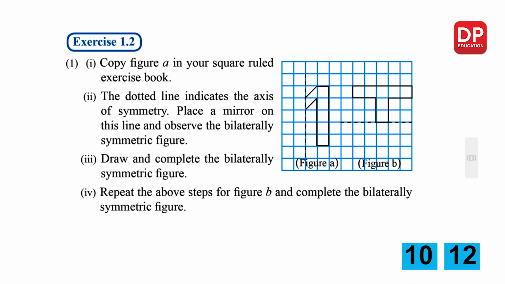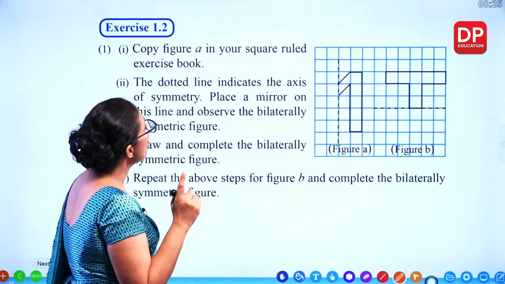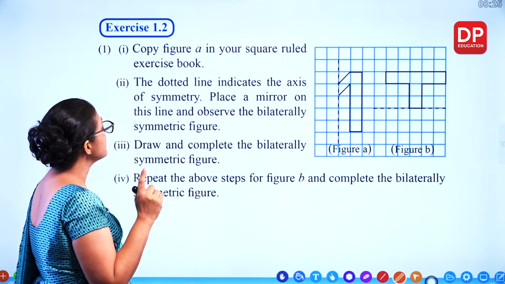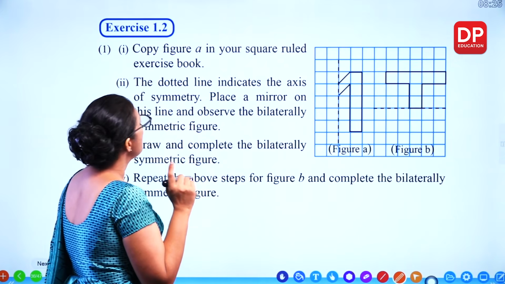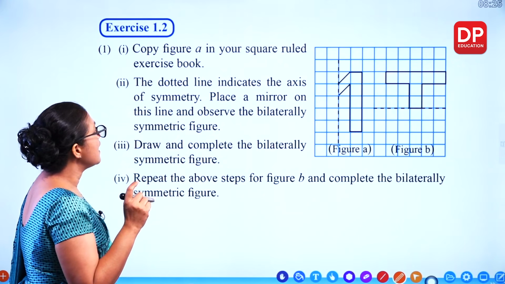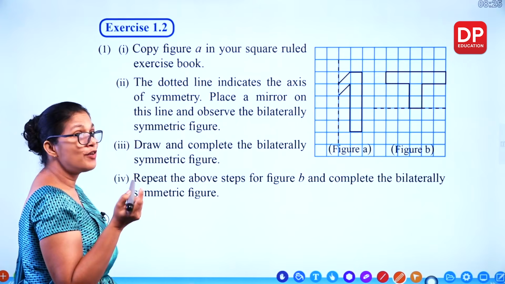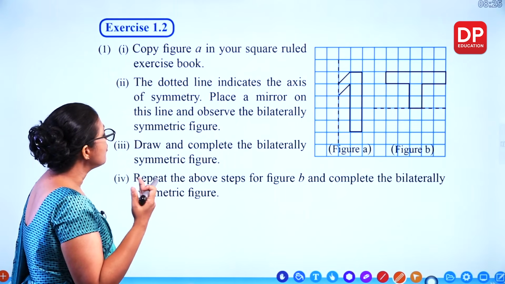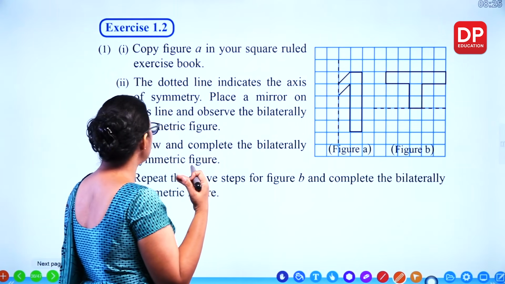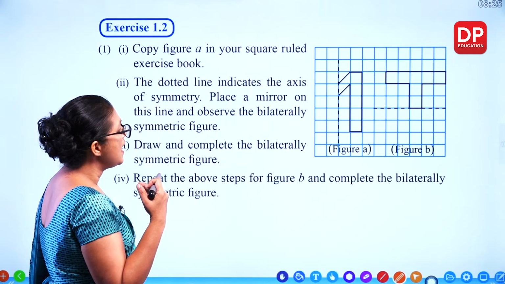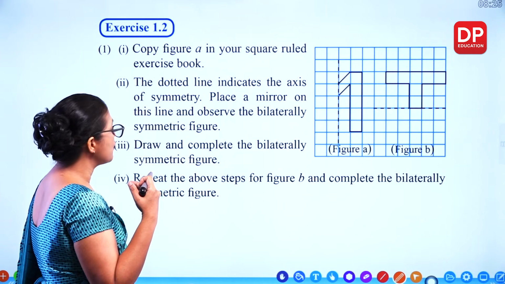Exercise 1.2. Copy figure A in your square ruled exercise book. The dotted line indicates the axis of symmetry. Place a mirror on this line and observe the bilaterally symmetric figure. So you can do that. Take a mirror and see. Draw and complete the bilaterally symmetric figure. Repeat the above steps for figure B and complete the bilaterally symmetric figure.